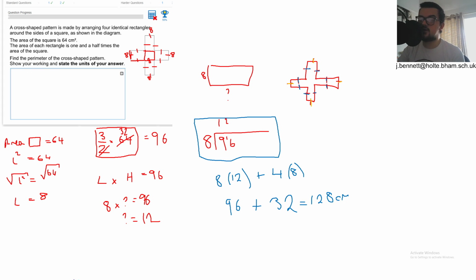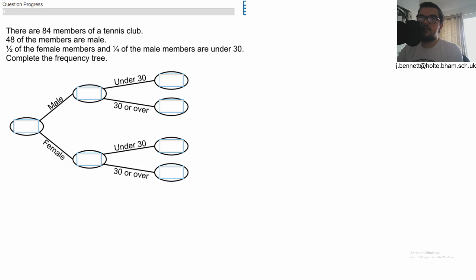Let's get into the next question. There are 84 members of a tennis club. Okay, so when we're doing this, what number are we going to put in straight away? 84 members, so we can put an 84 right there. It says 48 of the members are male. Okay, so we've ticked this bit off. 48 members are male. We can then work out how many are female by doing subtraction.